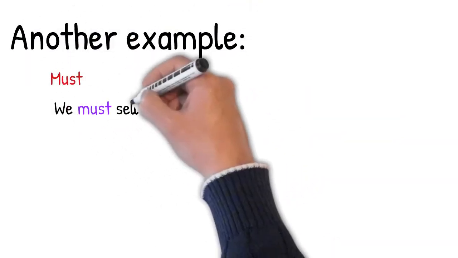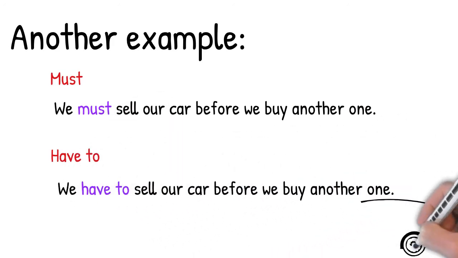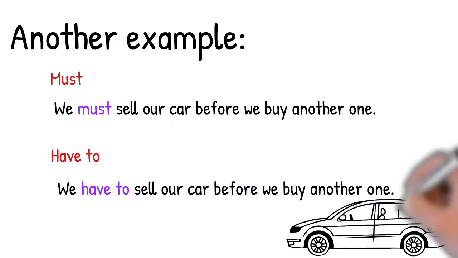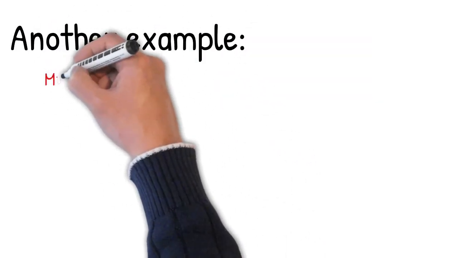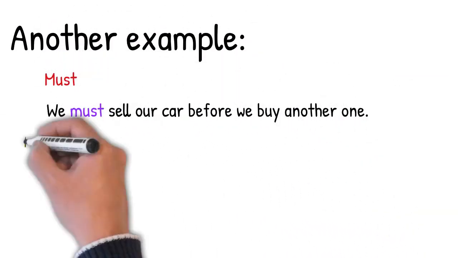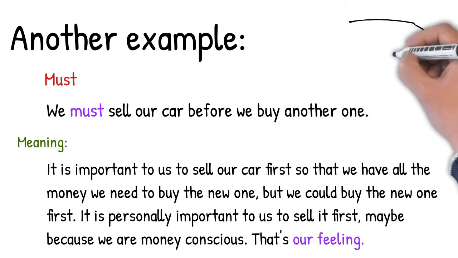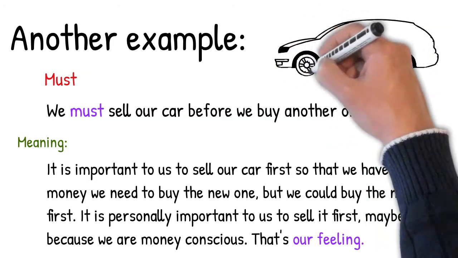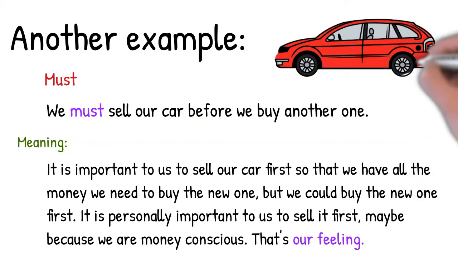Okay, let's look at another example. Must. We must sell our car before we buy another one. Have to. We have to sell our car before we buy another one. They have a slightly different meaning between the two. So let's look more closely at those two examples. Must. We must sell our car before we buy another one. The meaning here is personal. Remember, must is personal. So it's important to us to sell our first car so that we have all the money we need to buy the new one.